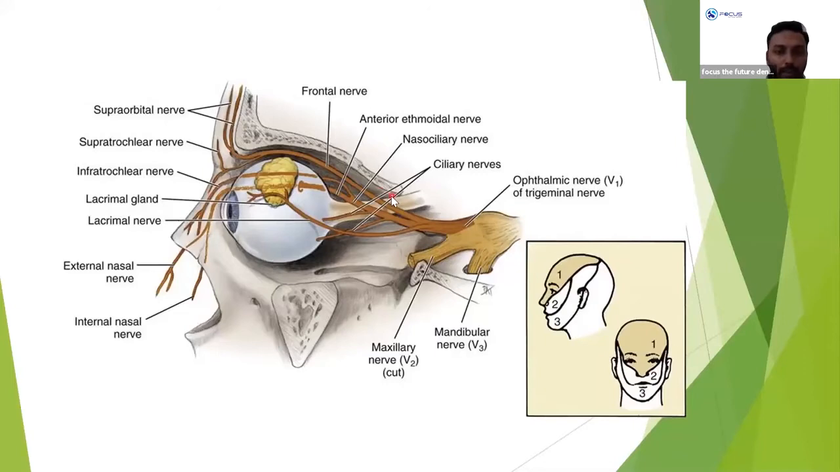Then you have the infratrochlear nerve, which is again a branch of the nasociliary, and you have the small ciliary fibers also, which come out through the nasociliary. And finally, you have the lacrimal nerve, which gives supply to the lacrimal gland.